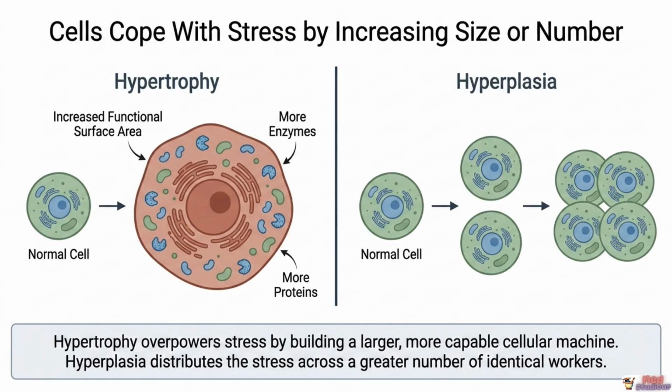Hypertrophy requires increased protein synthesis within existing cells. Hyperplasia requires cell division and proliferation. And critically, as we will see in a moment, not all cells have the option to choose between these two strategies. Some are permanently locked into one path, and that distinction has profound consequences for how certain organs respond to disease.